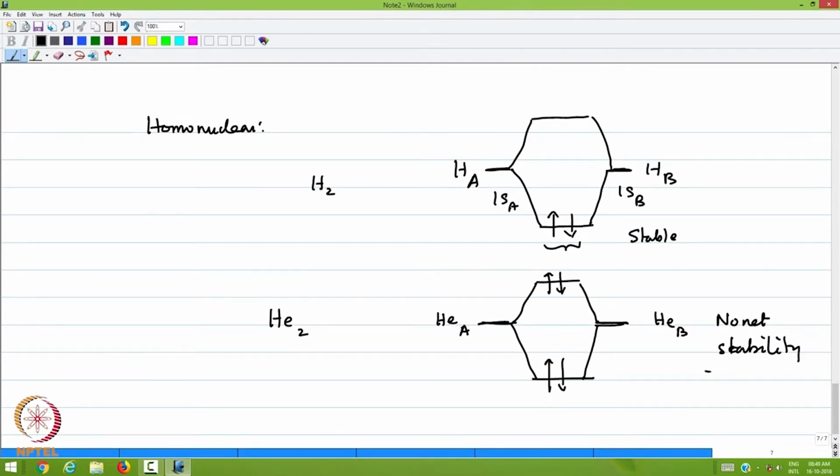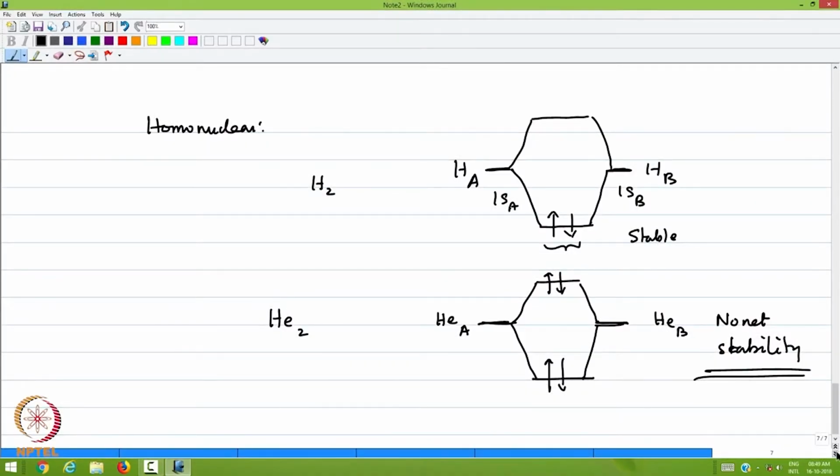Therefore, helium 2 cannot be observed in the gas phase at normal temperatures, and this is one of the success stories of molecular orbital theory, that the helium 2 dimer is not formed. I believe a few years ago there was a very beautiful experiment which suggests that the helium 2 dimer is formed at extremely low temperatures in clusters, but anyway, for that we have to go into far more detailed calculations, but this is a fairly straightforward result.